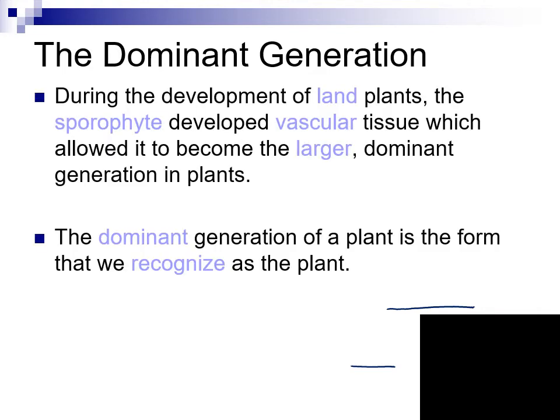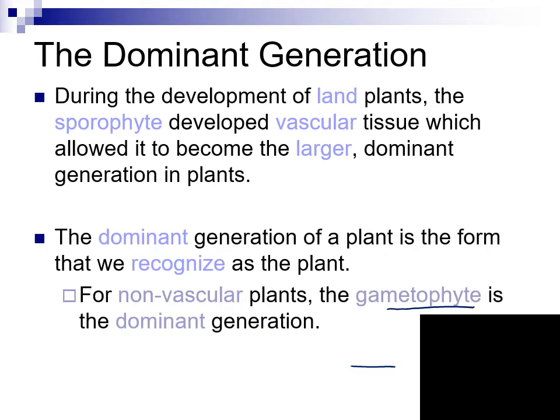So we need to talk about the dominant generation of the plant. Remember, there's a gametophyte and a sporophyte generation. So when we get to plants on land that have vascular tissue, so they're a little bit larger plants, in these plants, the sporophyte is the larger and the dominant generation. So it's the generation of the plant that you recognize, whether it's a pine tree or a rose bush. It's large, you can see it, that's the sporophyte generation.